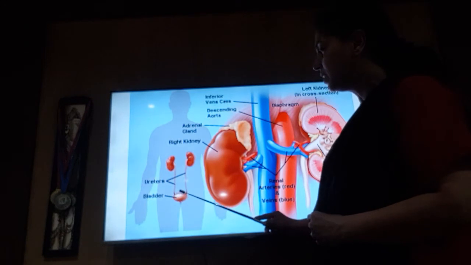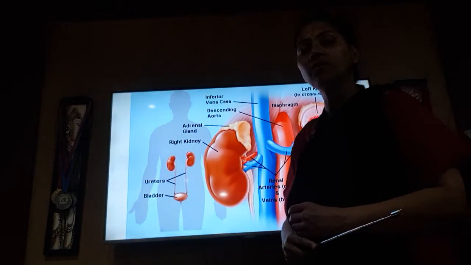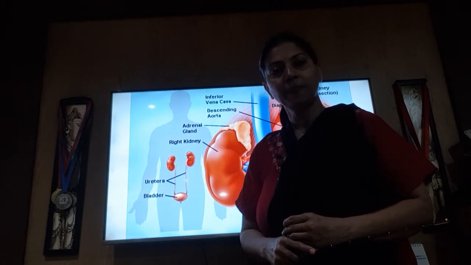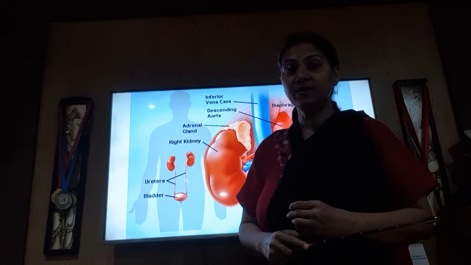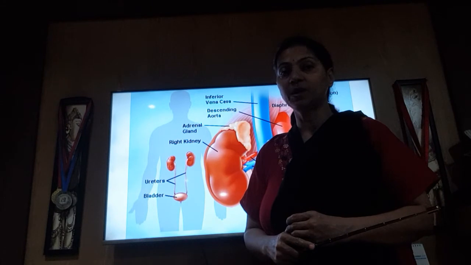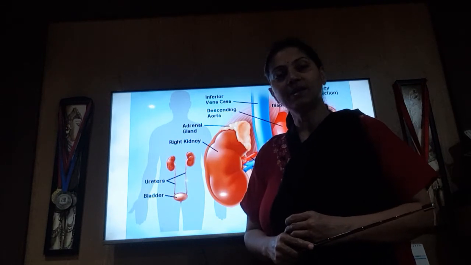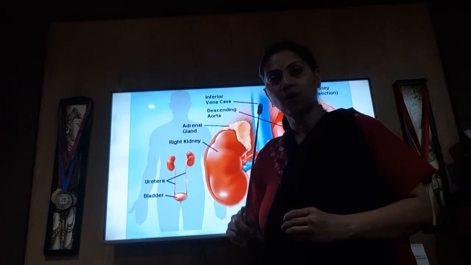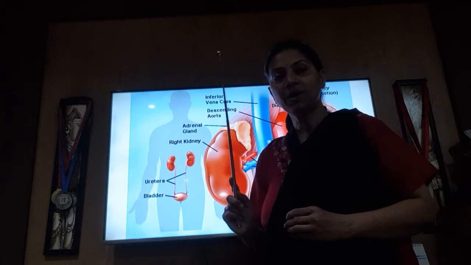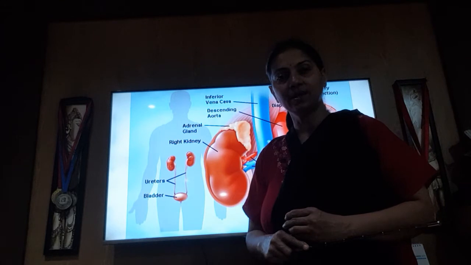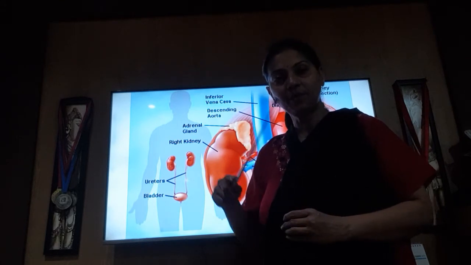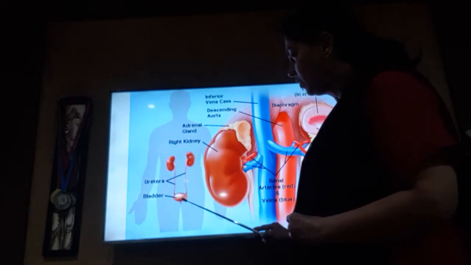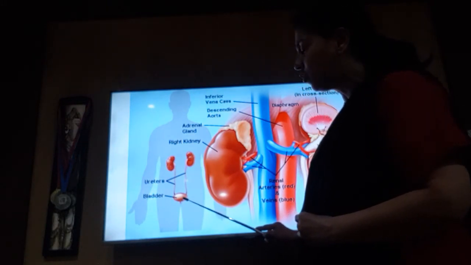Then it opens here on the posterior surface of the bladder. When we see it from the inside, that means from the cavity of the bladder, there is a triangular area called the trigone. It is an inverted triangle. The apex is facing downwards. The apex will have an opening called the urethral opening.